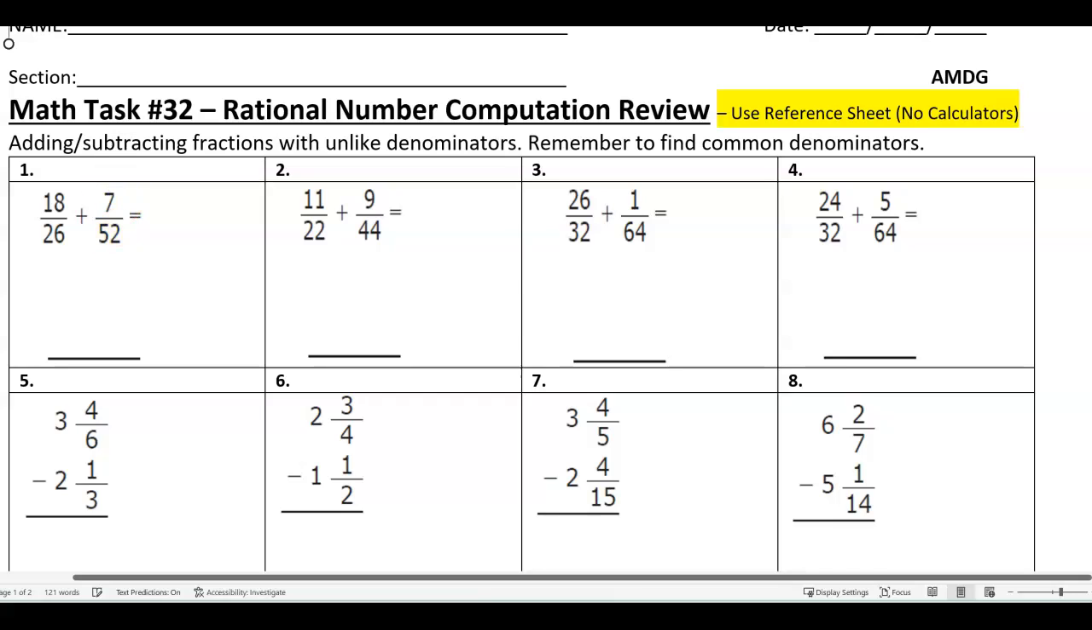Hey there, CJ Math students, and welcome to Math Task number 32, Rational Number Computation Review. We're going to review some of the problems on the Ames webs that have been giving us some tough times.